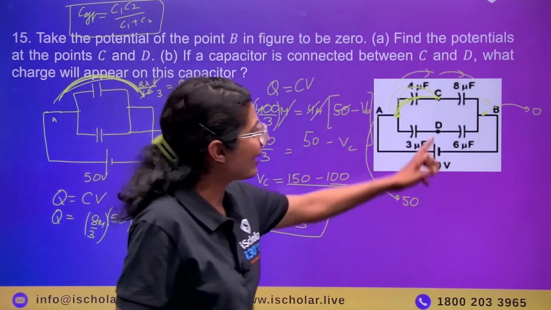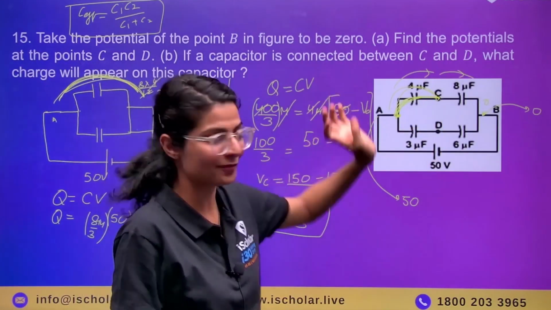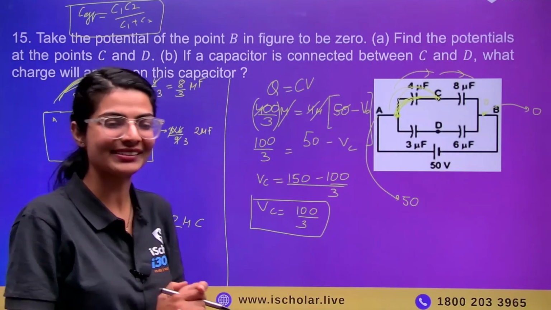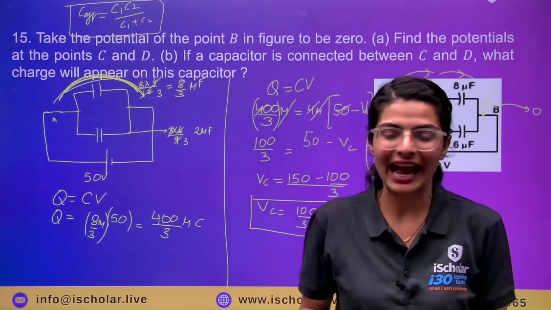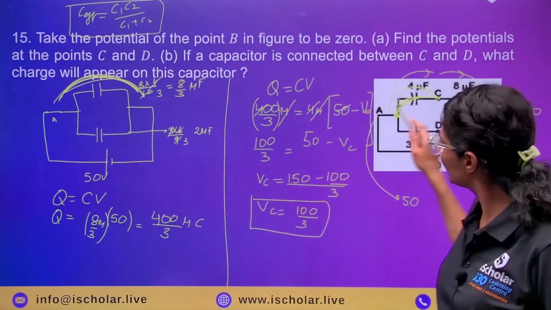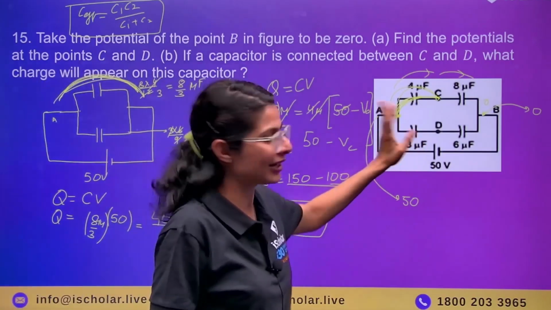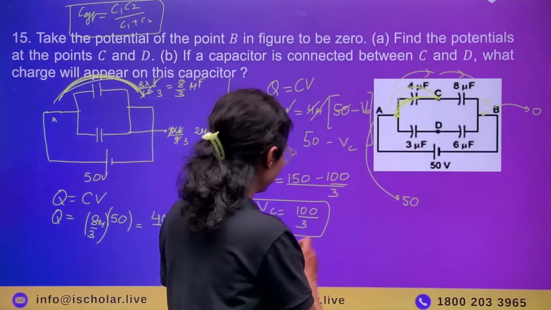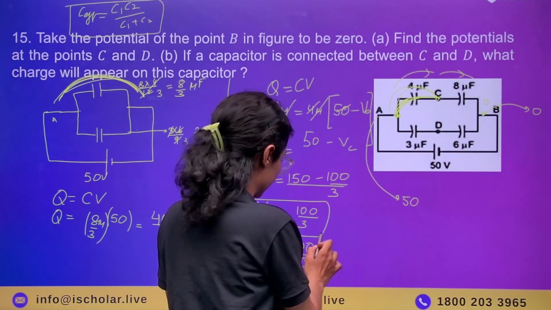Clear? So we calculated the potential at C. Now next is potential at D. Similarly, students, this is your task, this is your homework. You will do this. When you calculate using the similar procedure, everything would be the same for the lower branch. Interestingly, you will get the same potential here. The potential at D would also be 100 by 3 volt.